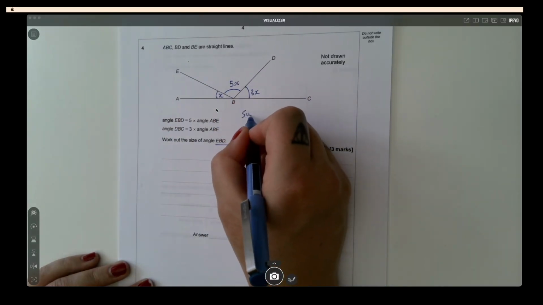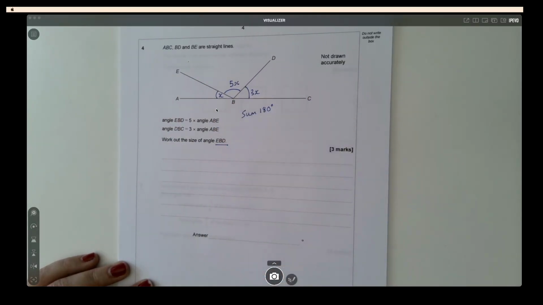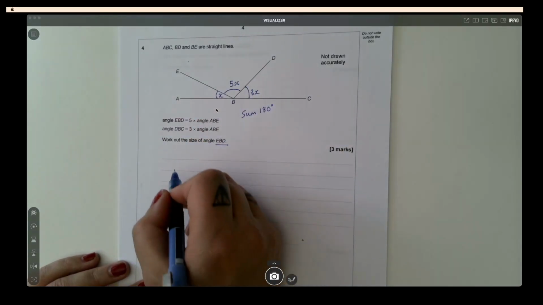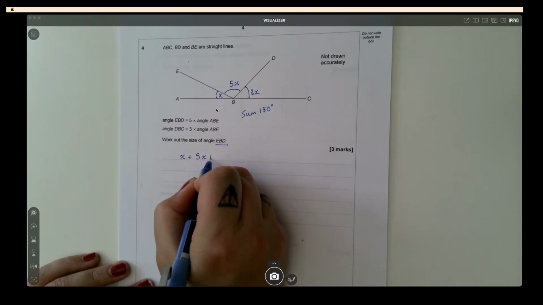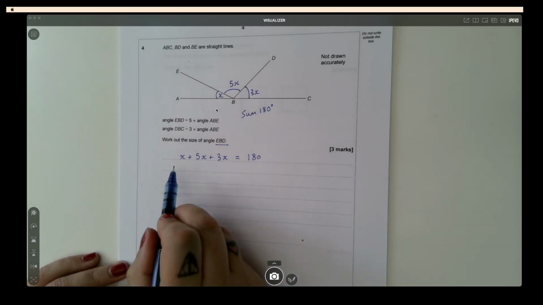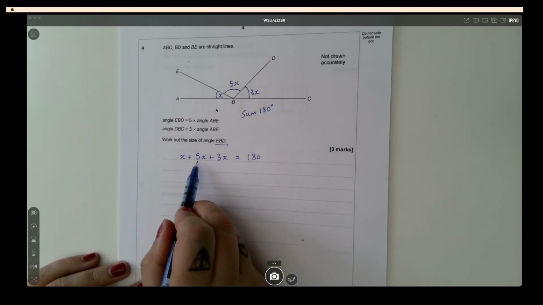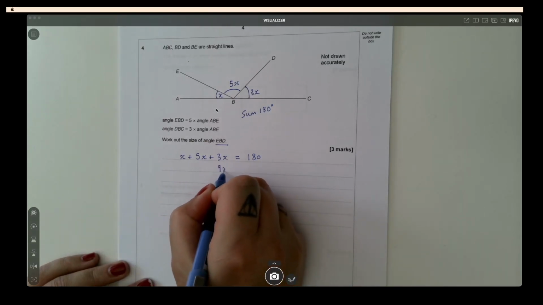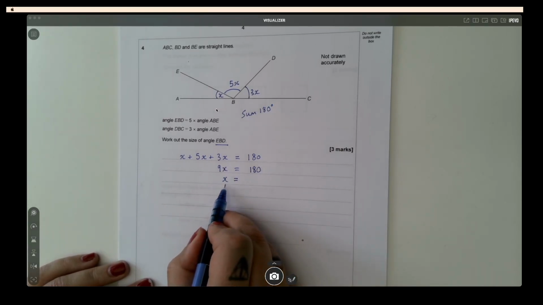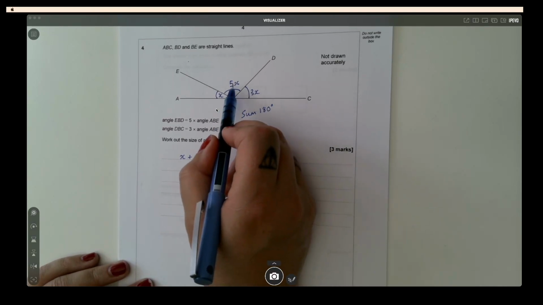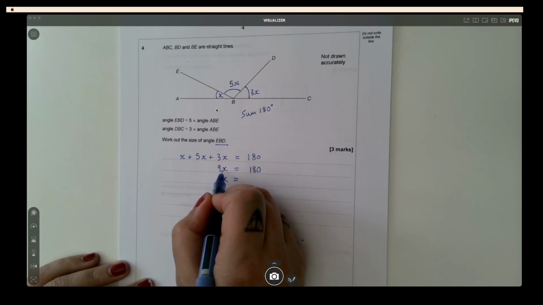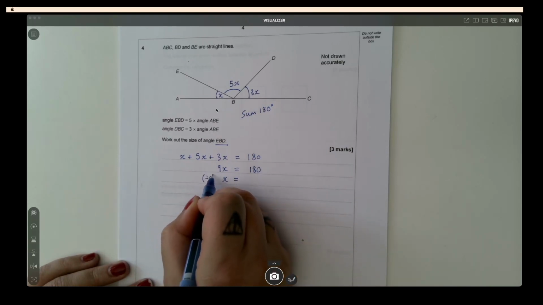Now we do know that angles on a straight line sum to 180. So we're going to add these angles together. So we have x, add 5x, add 3x, and what we would expect is an answer of 180. So 1x plus 5x is 6x, plus 3x is 9x. So now, if we solve this equation for x, we'll be able to substitute that value into this expression to find that angle EBD. So the opposite of 9 times x would be to divide by 9.